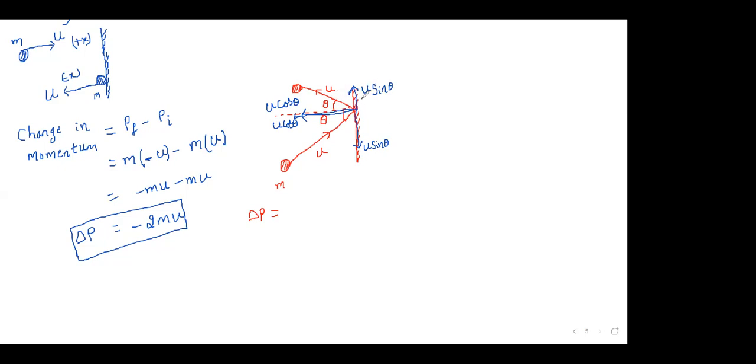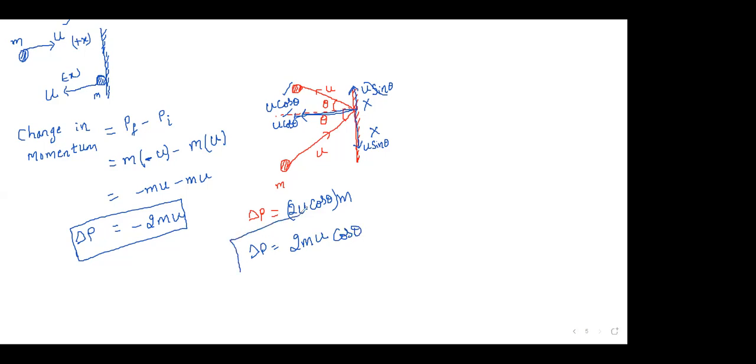Now, how are u sin theta and u sin theta acting? They are acting in the opposite direction. So these two will get cancelled out. So the only thing left is u cos theta, u cos theta. So the change in momentum will be 2u cos theta into mass. Sir, why are you writing 2u cos theta? Because the u cos theta components are acting in the same direction, so you just add them up. So this delta P becomes 2 times mu cos theta.